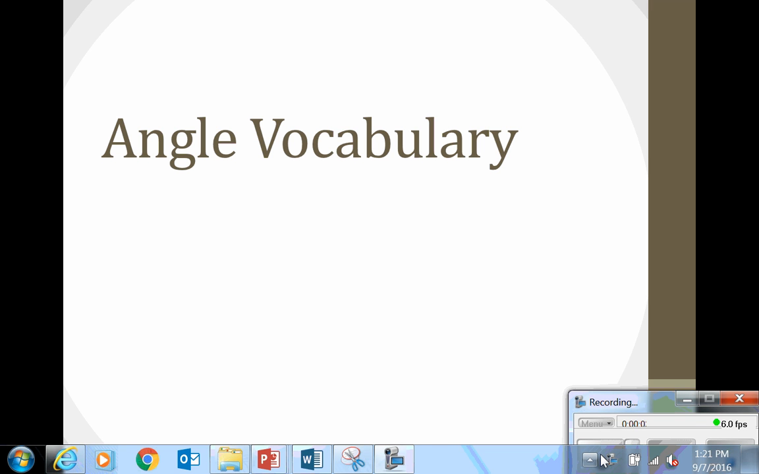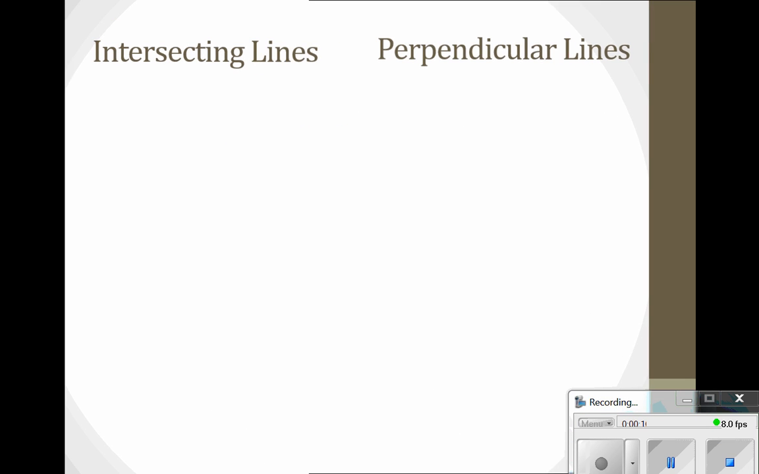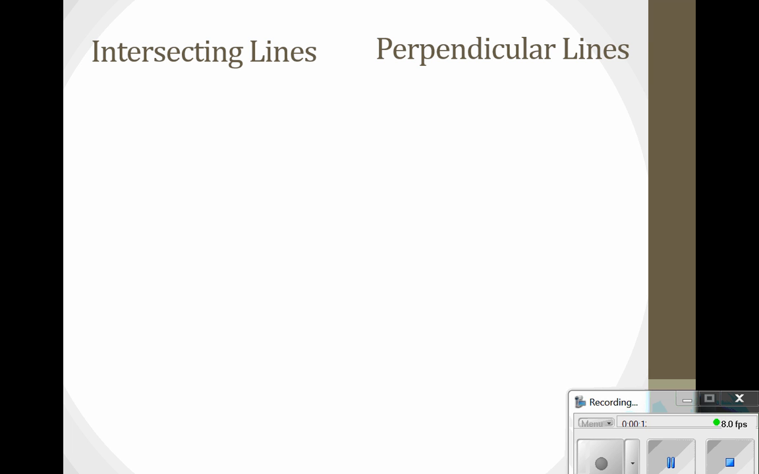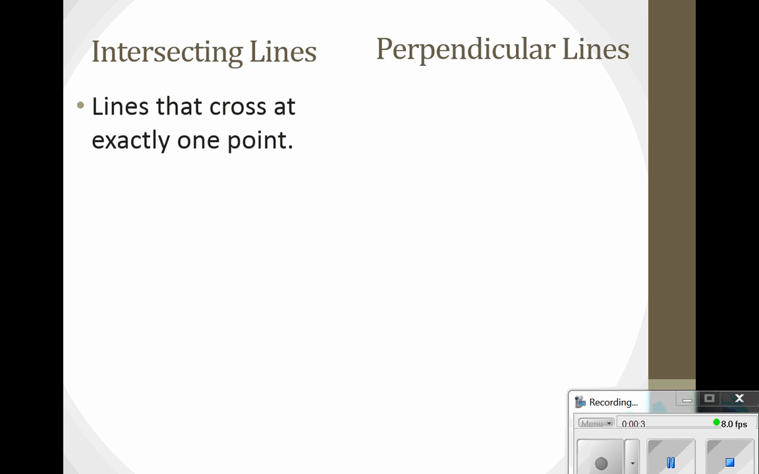We're going to look at some different vocabulary words when we're talking about angles. So let's look at some different vocabulary words. The first one is we're going to look at intersecting lines and perpendicular lines. So make columns with your notes because we're going to draw a picture and describe what perpendicular and intersecting lines look like. You should already know that intersecting lines are lines that cross at exactly one point.